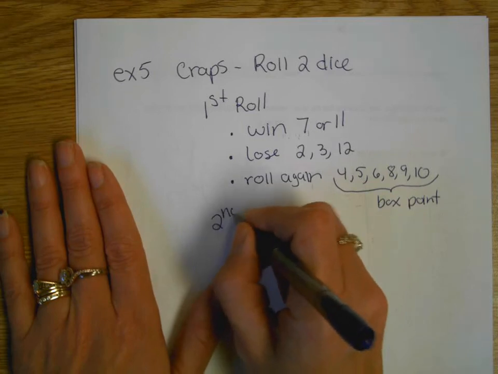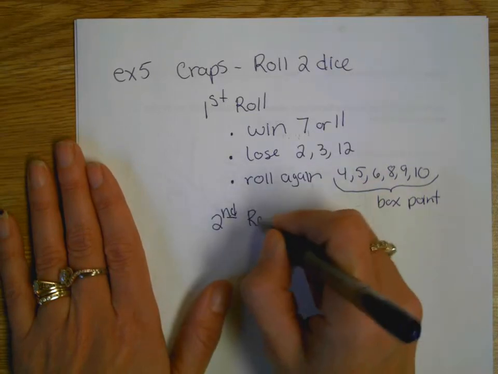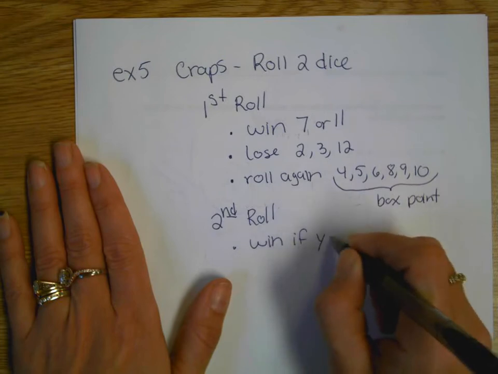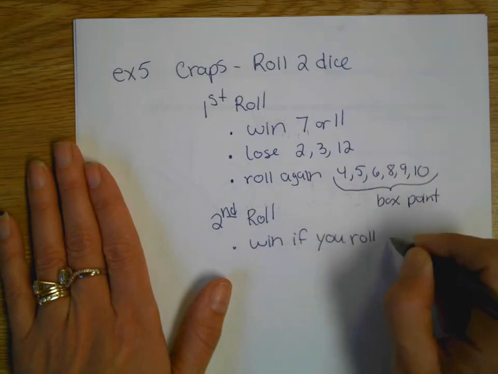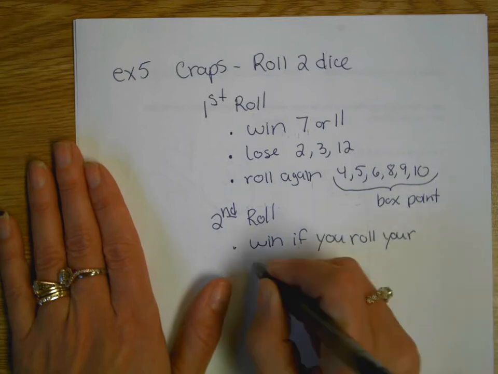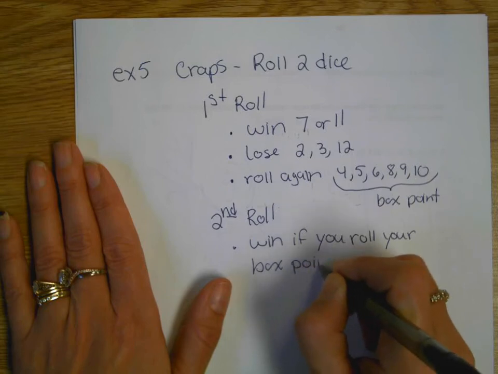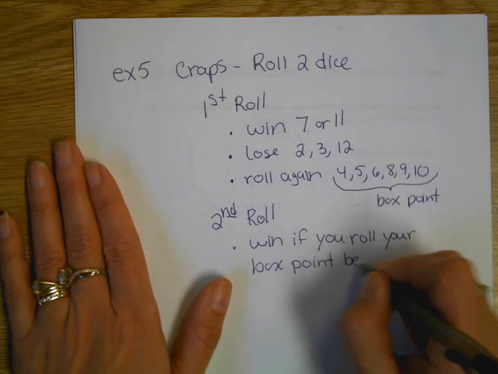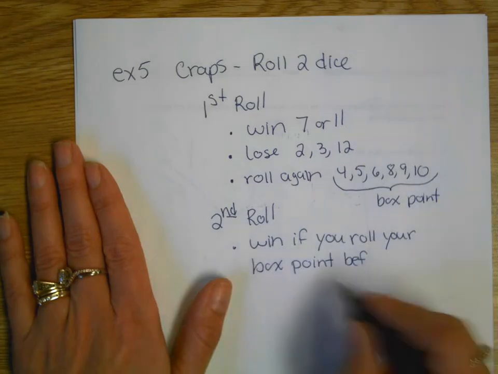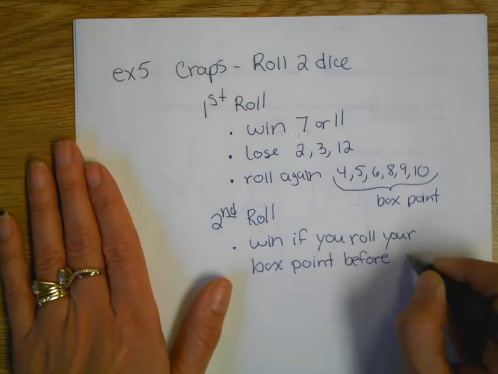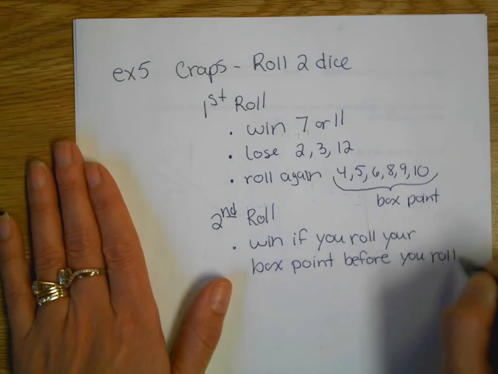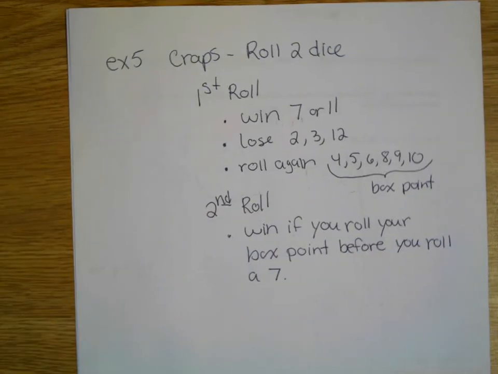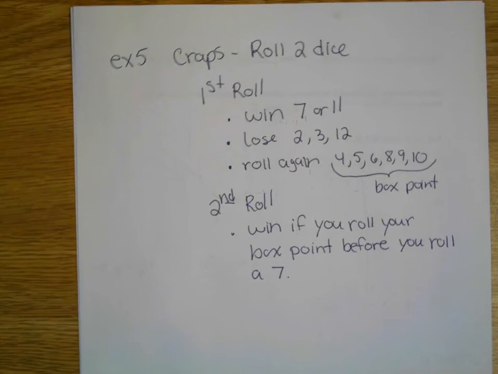Your second roll, so if you get to roll again, you win if you roll your box point, whatever you get here, before you roll a 7. So it could be second, third, fourth. So you would repeat until you either win or lose. It's so complicated. A little bit.